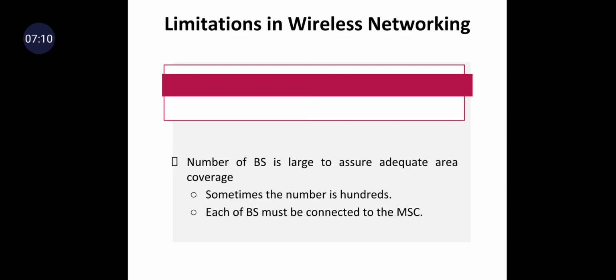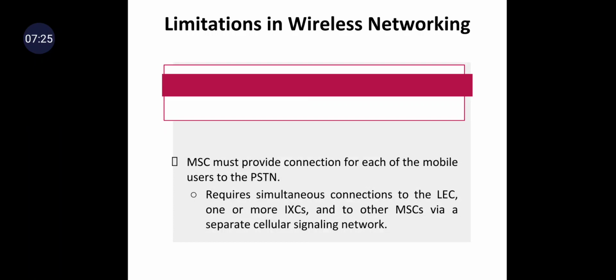And the second limitation is that the number of base stations is large to assure adequate area coverage. Sometimes the number is in the hundreds. Each base station must be connected to the mobile switching center. And the third limitation is that the mobile switching center must provide a connection for each of the mobile users to the PSTN. It requires simultaneous connections to the LEC or one or more IXCs and to other MSCs via a separate cellular signaling network.